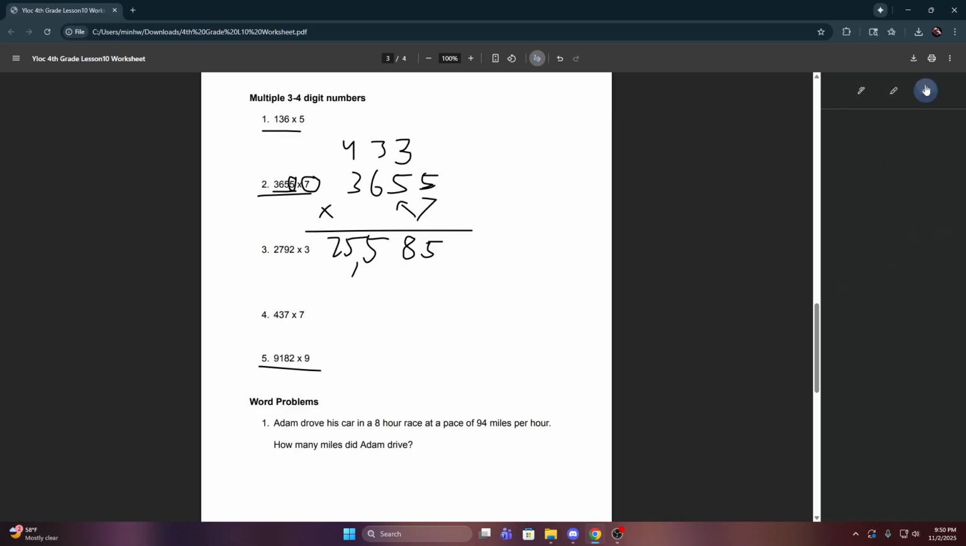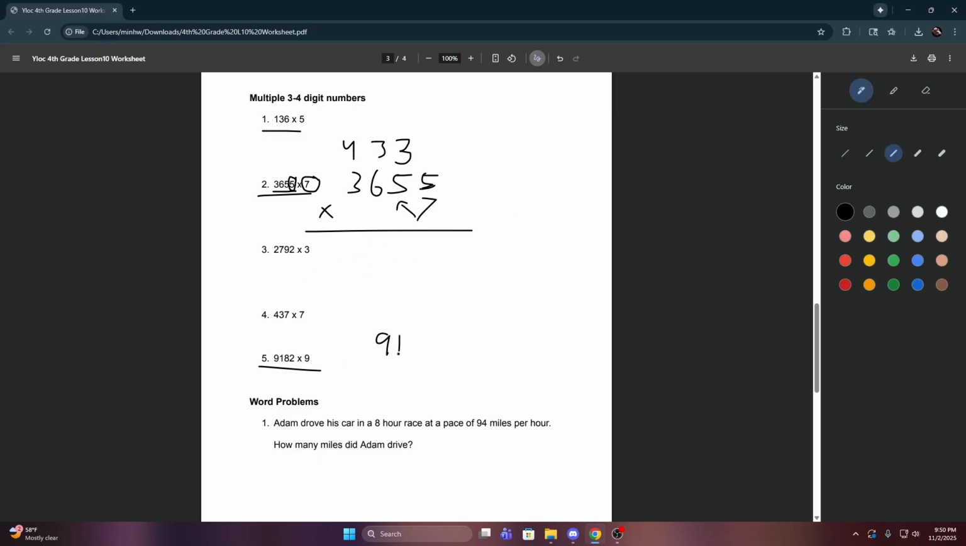And lastly, let's go ahead and give 5 a try. 9182 times 9. Let's go a little faster. 9 times 2 is 18. 8 times 9 is 72, plus 1 is equal to 73. 9 times 1 is 9, plus 7 is 16. 9 times 9 is 81, plus 1 is 82, and that is your answer.